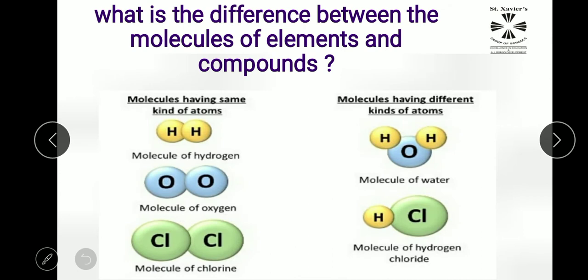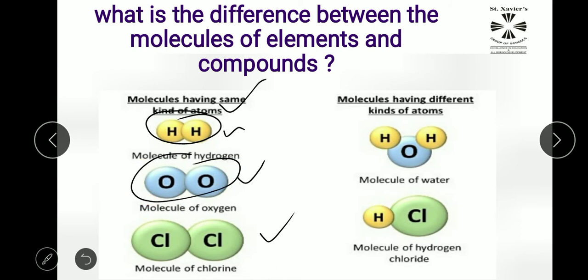Now the last question which we have in our textbook is: what is the difference between the molecules of elements and compounds? We have already discussed this. You will see elements have the same atoms. When we talk about the element hydrogen, we have the same hydrogen atoms. When we talk about the element oxygen, we have the same oxygen atoms. Both the atoms are the same. When we talk about a molecule of chlorine, again the same atoms are there.